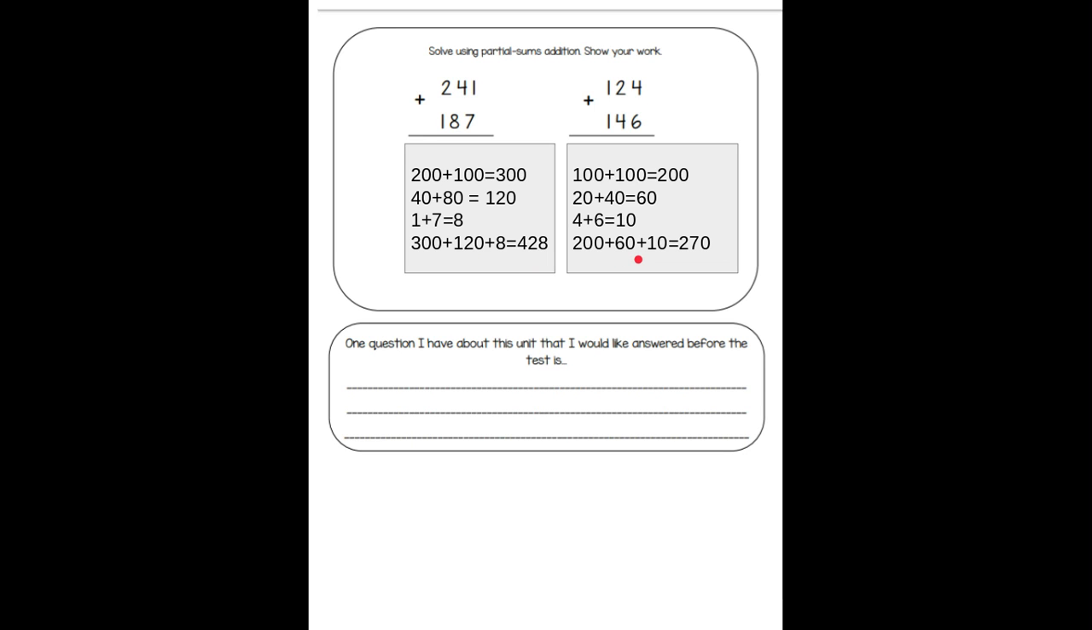For our second one, we're going to do the same thing. 100 plus 100 is 200. 200 plus 40 is 60. 4 plus 6 is 10. Now we're going to bring them together. Hundreds plus tens plus ones. 200 plus 60 plus 10 is going to give us 270. 200 plus 60 is 260. 260 plus 10 is 270.